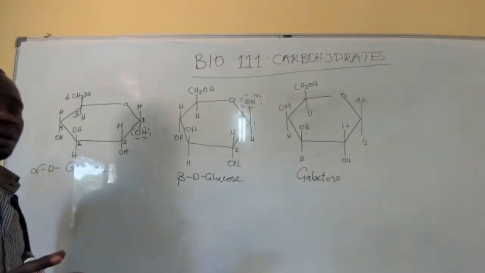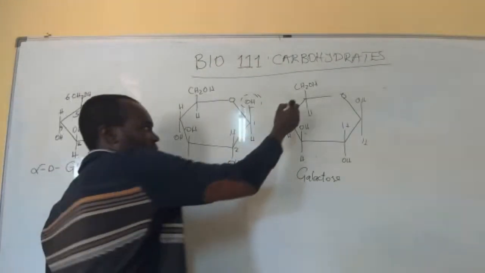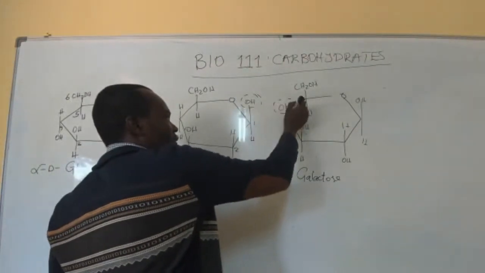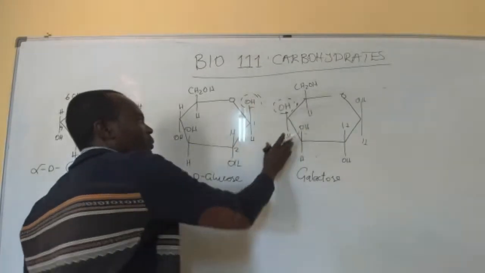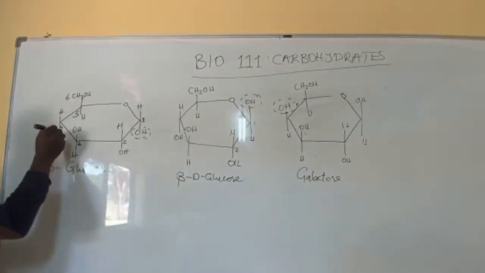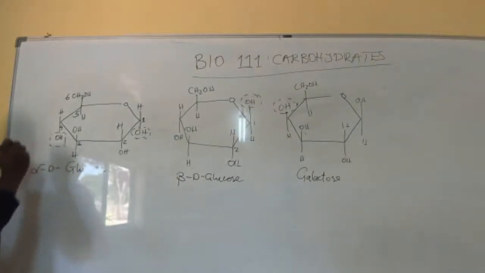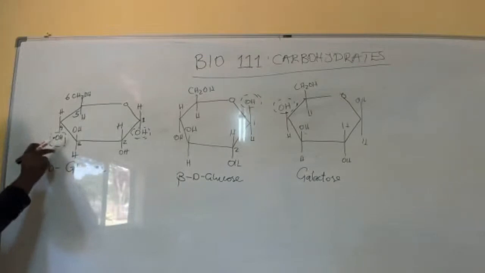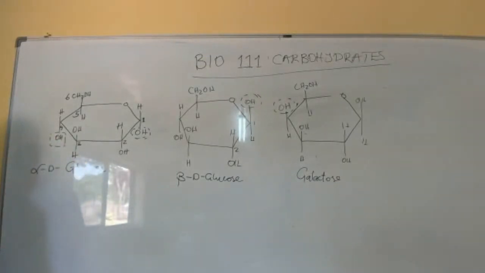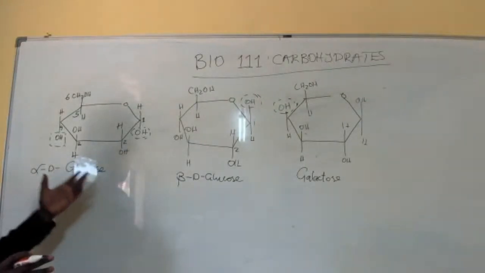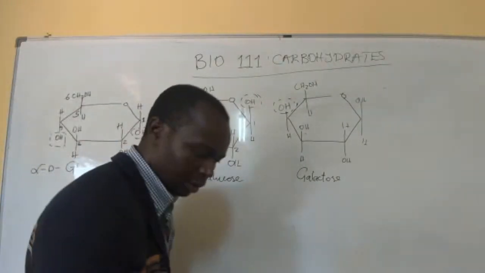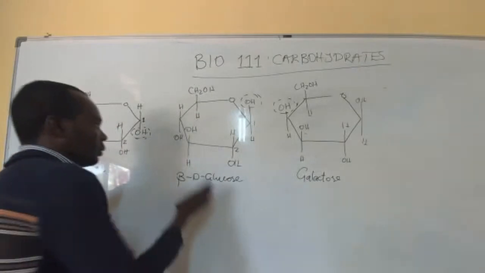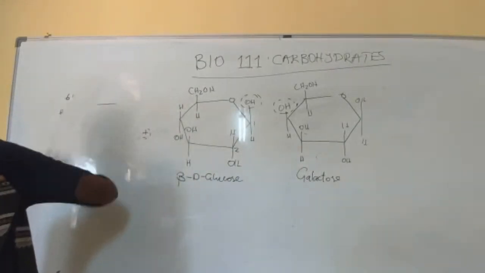The other isomer of glucose is galactose. You can see on carbon number 4 that the hydroxyl group is on top, whereas on carbon number 4 of your alpha D glucose, the hydroxyl group is on the bottom side. So these are some examples of stereoisomers of glucose. Okay, we move on to question number 2.